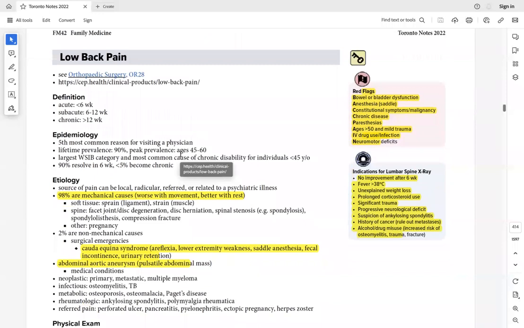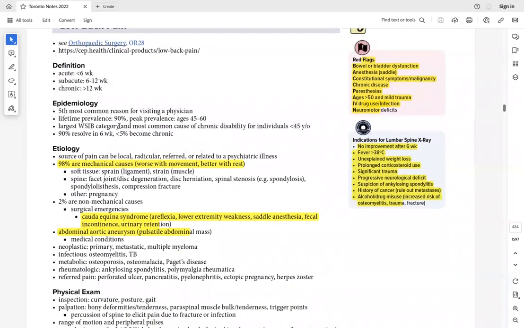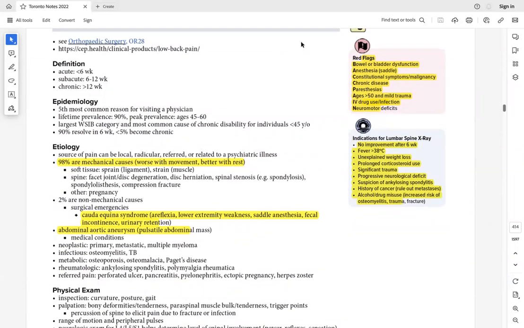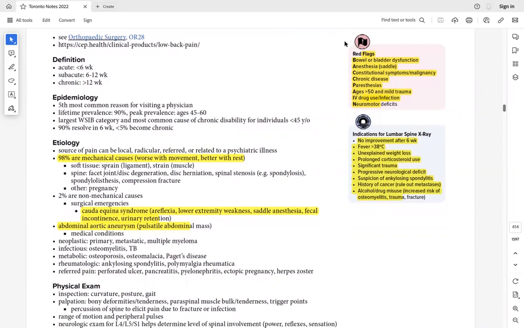Then we have low back pain. So in low back pain, I'll first go through the red flags and then we'll go to the table at the end. What are the red flags? You should know these red flags on your fingertips.